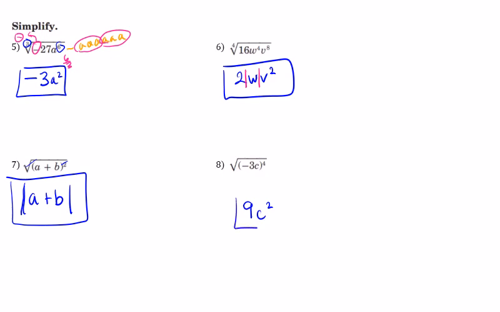All right, so if you got 9c squared, good job. Do what's inside first: negative 3 to the 4th power is positive 81, and then we get c to the 4th. We take the square root of 81, we get 9. The square root of c to the 4th is c squared. Since it's an even exponent, it's going to come out positive as long as c is a real number, and so I don't have to worry about the absolute value.